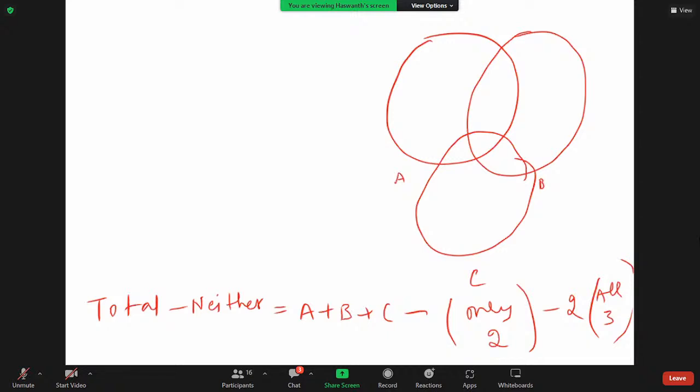Minus only 2. Only 2 means the value which is common to exactly two sets. Exactly 2. So this is the region which I am shading now. This particular region specifies only 2. Minus twice all 3. All 3 means this region, the region which is common to all the 3 sets.